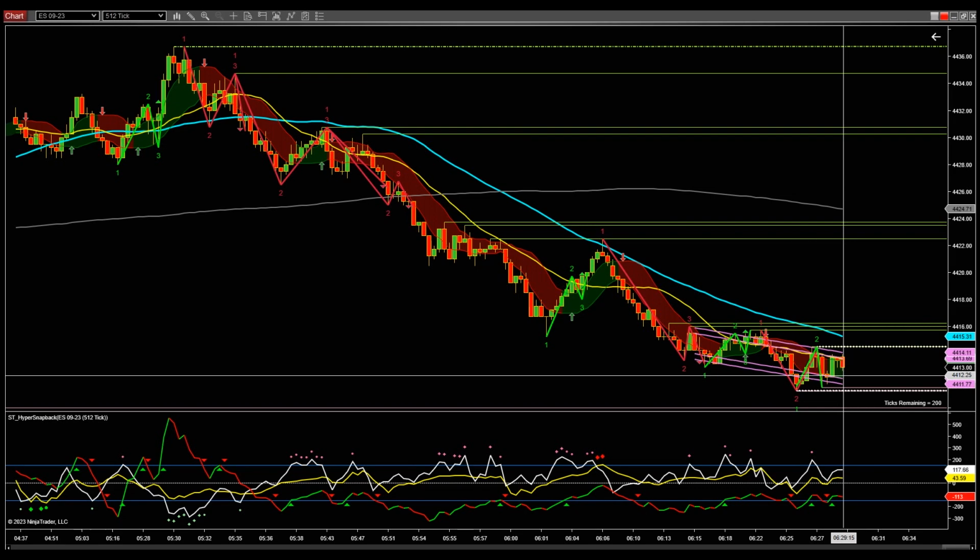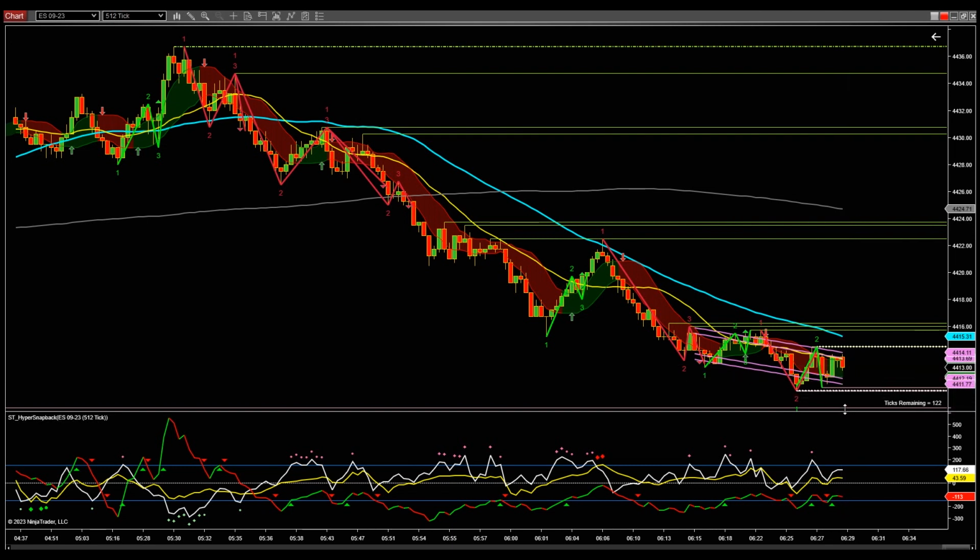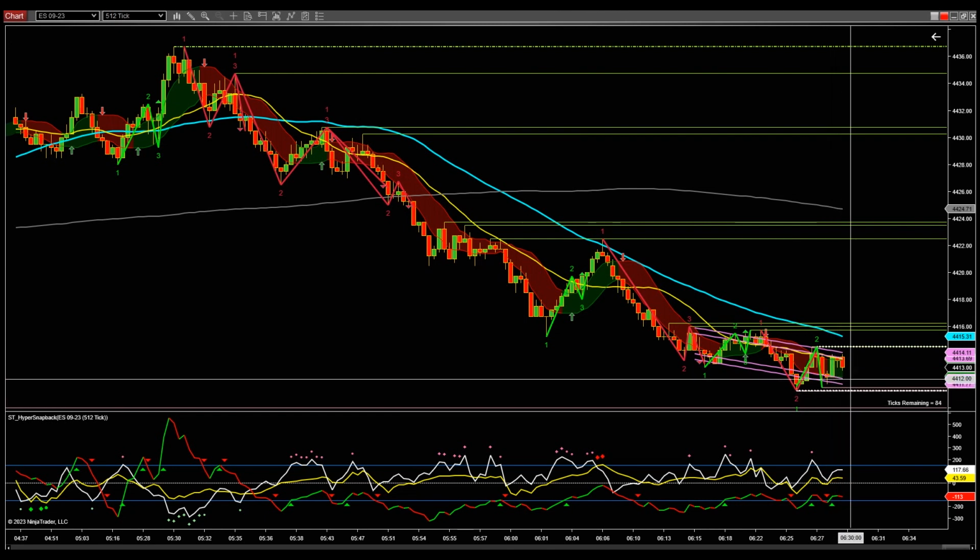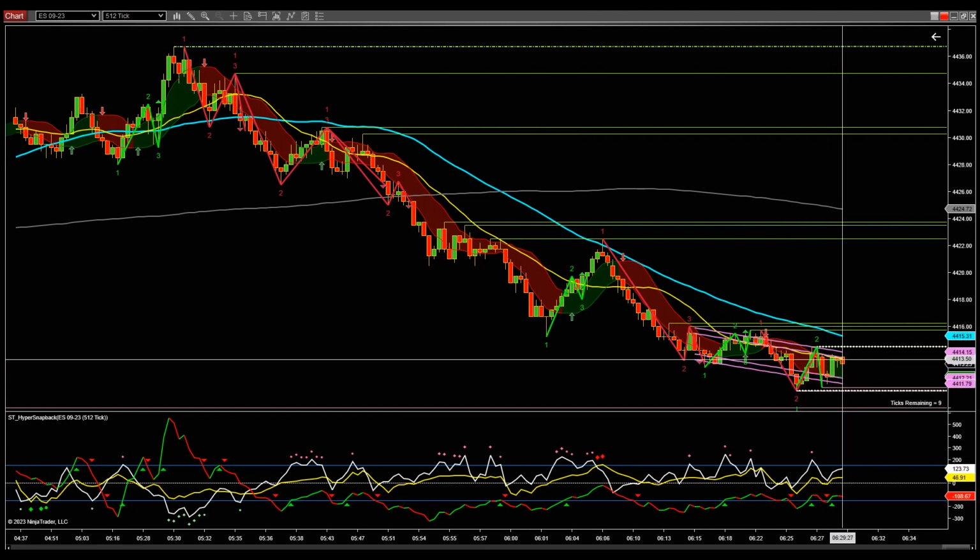Then I'll get a little bit into the parameters of the wave counter study, because there are alarms you can set for different breakout points and wave points. We're a few seconds away from the opening.